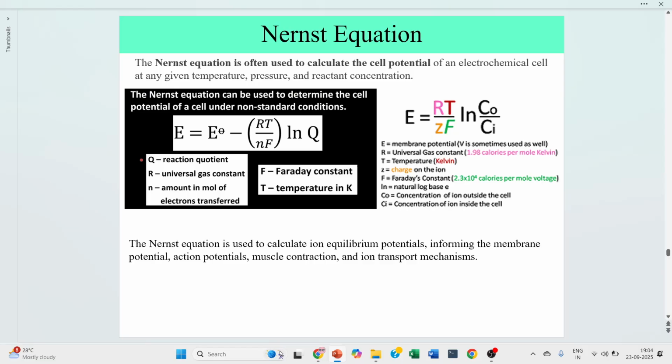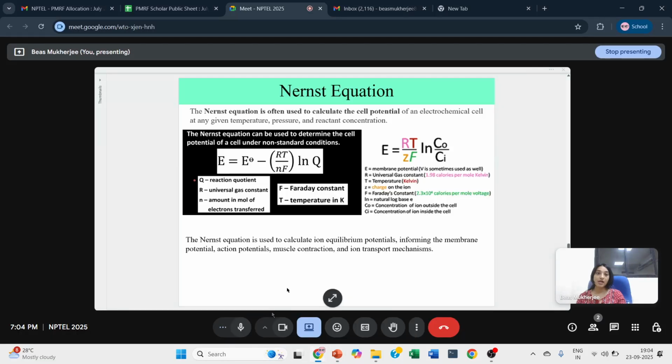Right. So now we go to something called the Nernst equation. Now this is very important because there will be a lot of questions based on this. The Nernst equation is often used to calculate the cell potential of an electrochemical cell at a given temperature, pressure and reactant concentration. The Nernst equation can be used to determine the cell potential of a cell under non-standard conditions. So the equation is given here. E is equal to E naught minus RT by nF ln Q.